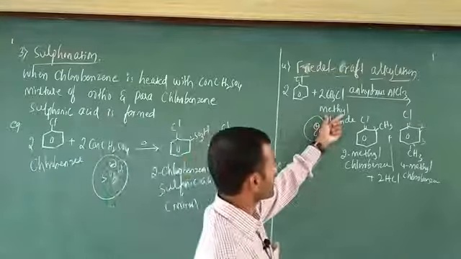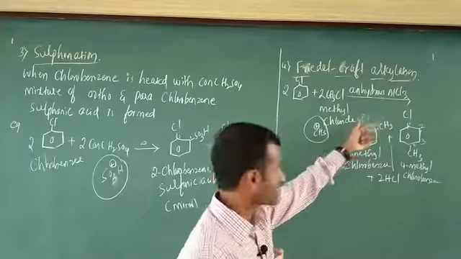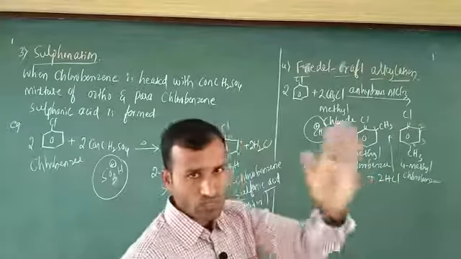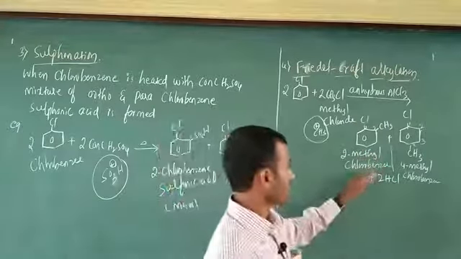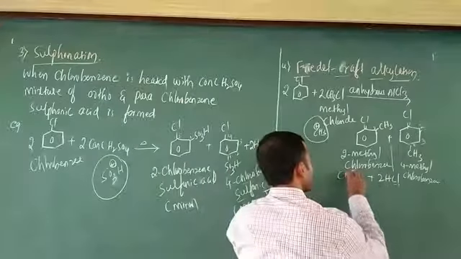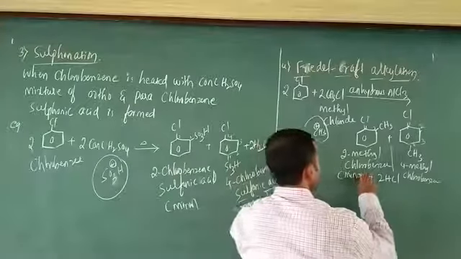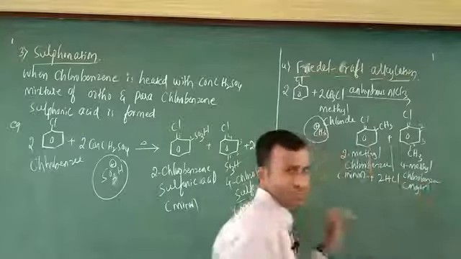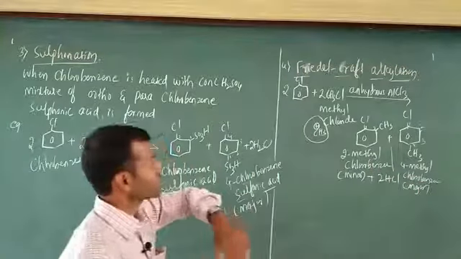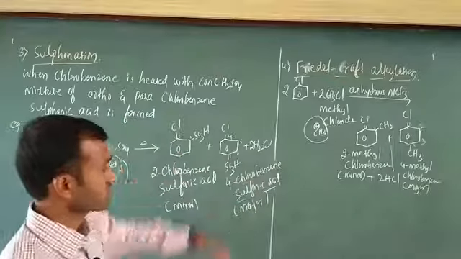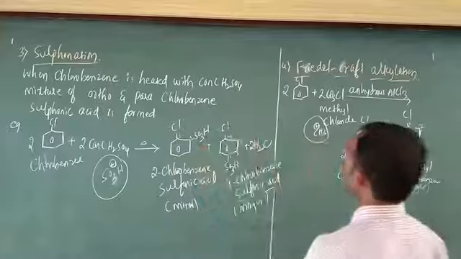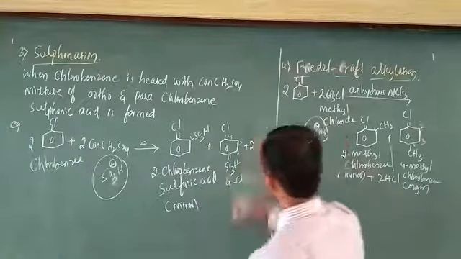Chlorobenzene can react with methyl chloride in the presence of anhydrous AlCl3. There is a formation of two products: one is the minor product, another one is the major product. 2-methyl chlorobenzene acts as the minor product. This acts as the major product, for the same reason, due to steric hindrance. This indicates Friedel-Crafts alkylation. The next one, I think I am going to write here only. I am just going to remove this one.